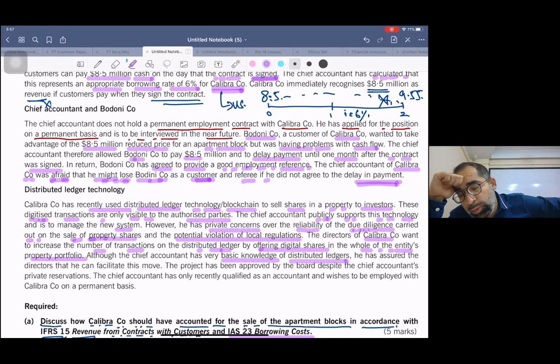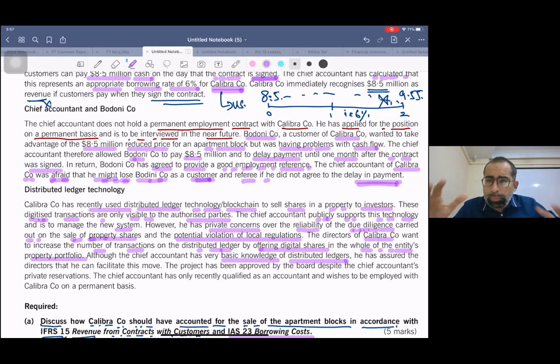Hope you remember the ACCA code of ethics, due care and professionalism, you remember? So if you don't know something, you can't do it. If you are not an expert of something, you can't do it. Wait, let me give you some practical examples. This came in ICAEW past papers as well.